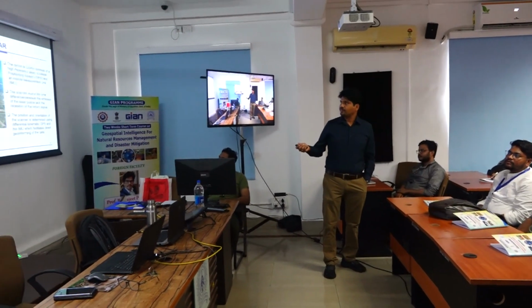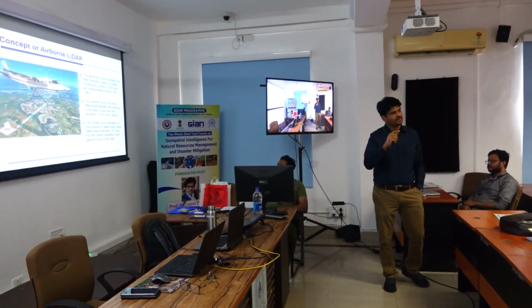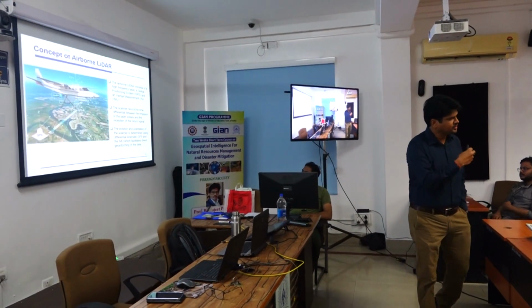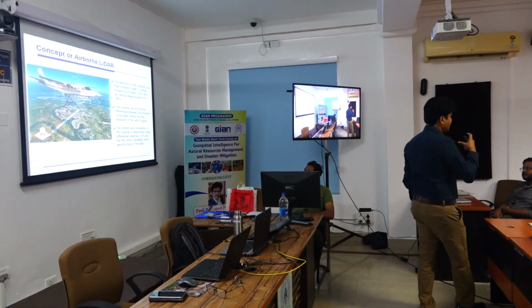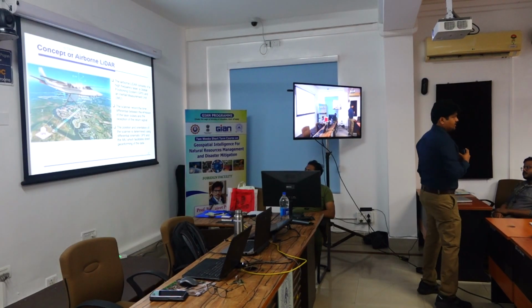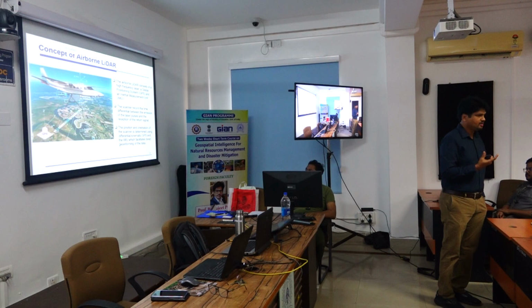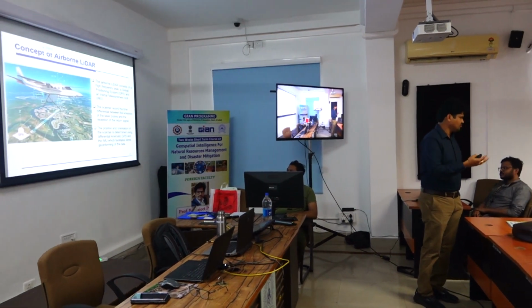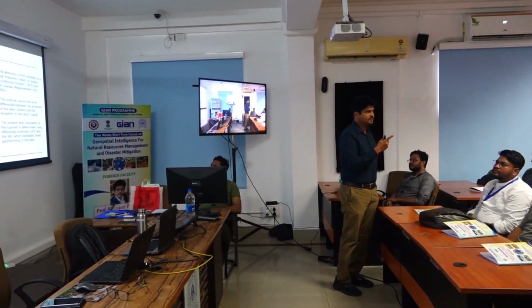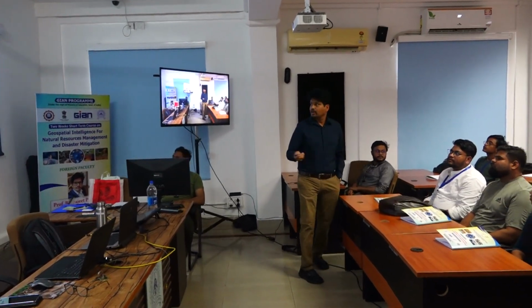Then there is a digital camera here. At the same time as it is collecting the point clouds, it is also capturing very high resolution photographs. That is what you call orthophotos. Usually we call it orthophotos.